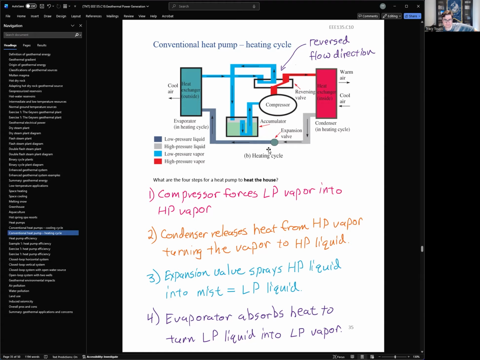Or liquid, sorry. Let me backtrack. You have high pressure liquid, expansion valve, it mists out, and you'll get low pressure liquid here. So that's number 3. Number 4 will go to the evaporator core, and the evaporator core will be outside your house, where it's going to dump the cold air and try to get a little bit of the warm air back in.